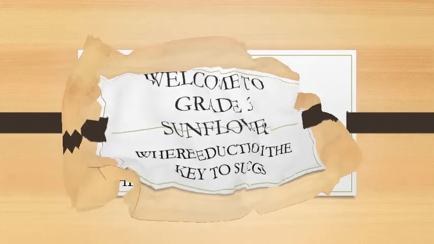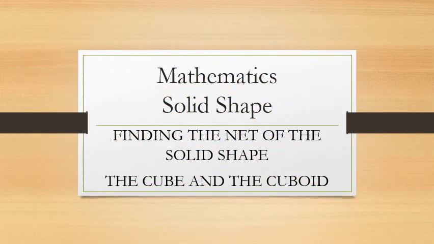Today we'll be doing mathematics. We'll be continuing on solid shapes, but what is new is that we'll be finding the net of the solid shapes, the cube and the cuboid. And remember, in last class, we looked at the properties and so on.